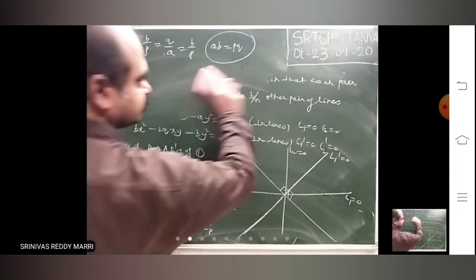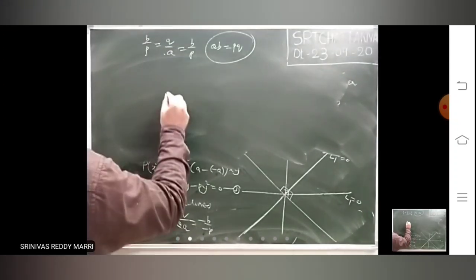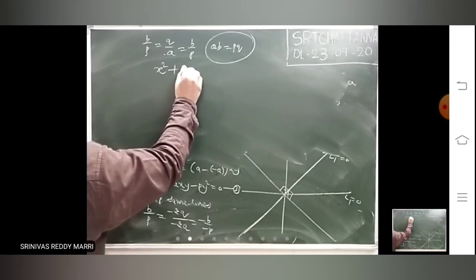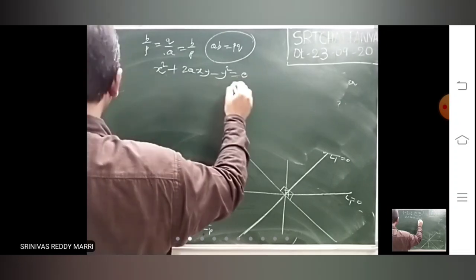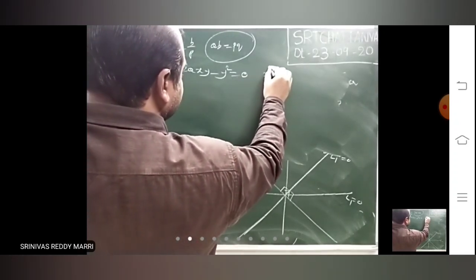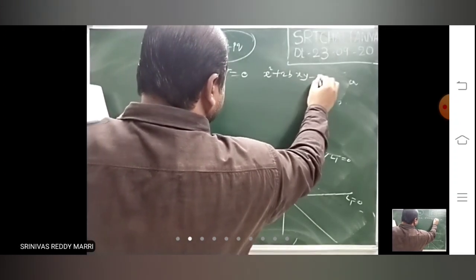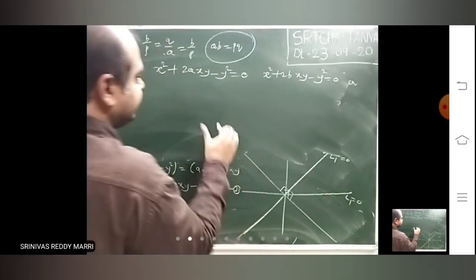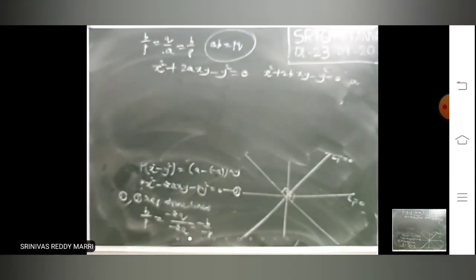Last question. Same question, you change the data. Above question only, change the pair of lines. I have given the same question like this, with 2bxy. Each pair of lines bisects the angle between the other pair of lines.